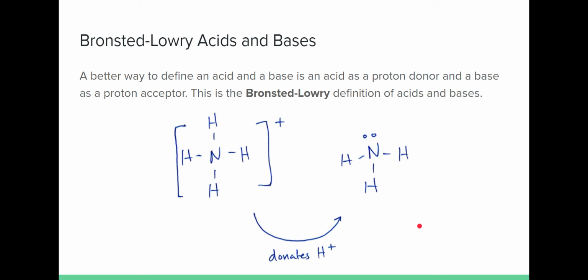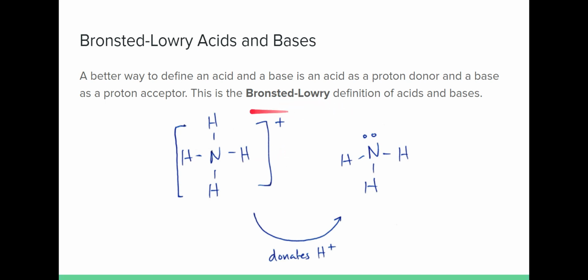There is, however, one other way that bases and acids can be defined. A better way to define an acid and a base is to consider that an acid is a proton donor and a base is a proton acceptor. This definition is called the Bronsted-Lowry definition of acids and bases. In this picture, we can see the ammonium polyatomic ion, NH4. It has a +1 charge.